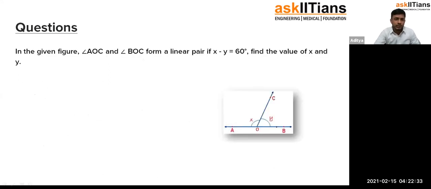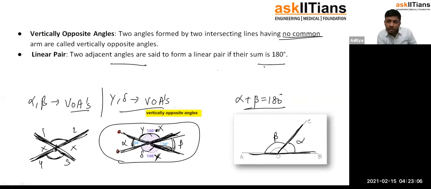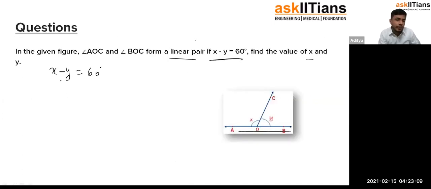So now let us see a question here. This question says, in the figure given below, AOC and BOC form a linear pair, and it is also given that x minus y is equal to 60 degree, right? So their difference is given, then find the value of these angles x and y. So one of the equations is already given to us, x minus y equals 60 degree. Since they lie on a straight line and form a linear pair, by definition of linear pair, as we have seen, their sum must be 180 degree.